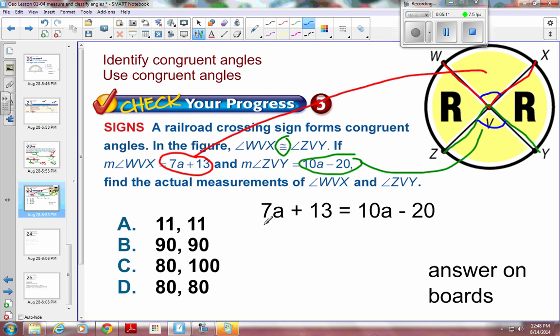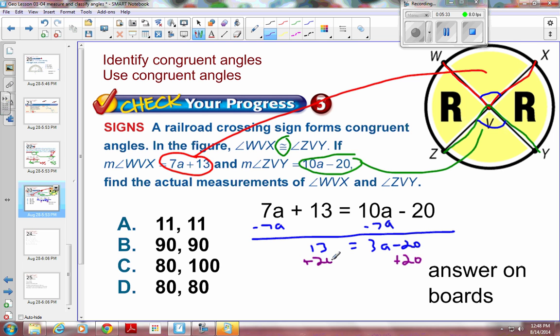So 7a and 10a, 7a is smaller, so I'll subtract 7a from both sides. That gives me 13 is equal to 10a minus 7a, which is 3a, minus 20. From there, I want to add 20 to both sides to get the a by itself. So that becomes 33 is equal to 3a. And then my last step here would be divide by 3 and divide by 3 to get a by itself. And so 11 is equal to a.